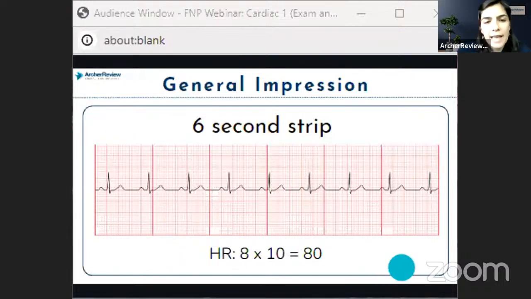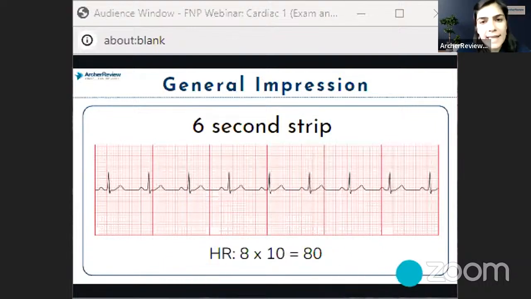As I'm looking at this strip, the first thing I want to look at is, is anything jumping out at me? Do I have a P for every QRS? What does the T wave look like? And then I want to start calculating my PR interval and my QRS interval. Is that falling within the normal interval, or is it prolonged? Am I seeing a wide QRS or a narrow QRS? And then I want to calculate my rate.